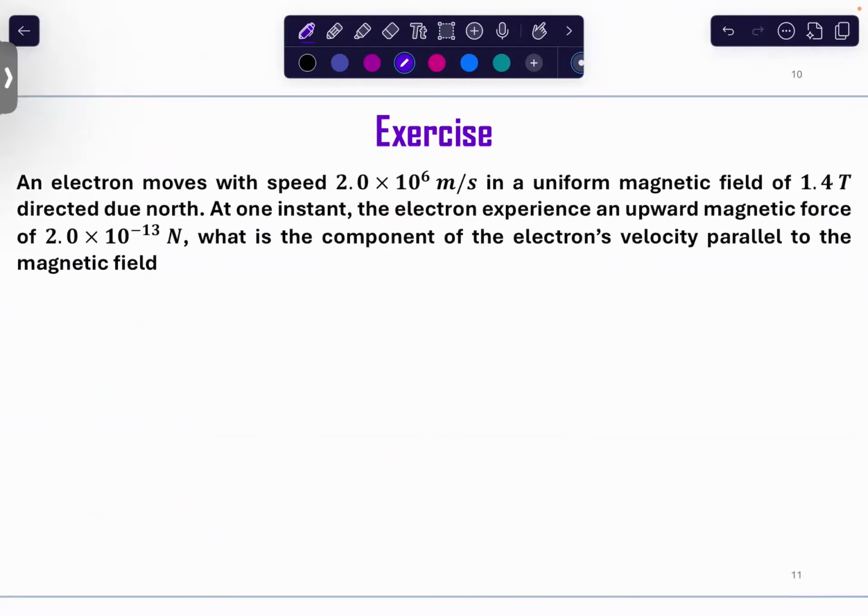Well, let's look at this one. Electron moves with the speed of 2.0 times 10 to the 6 meters per second.